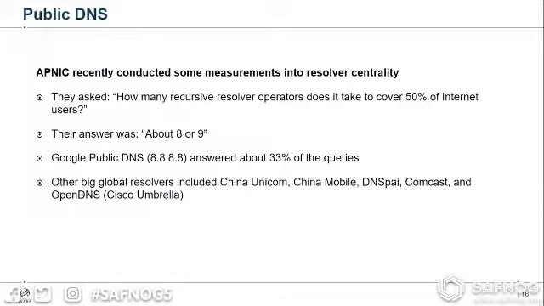And in their study, they found that Google Public DNS 8.8.8.8 answered about 33% of the queries. There were also quite a few other big global resolvers, many of which were in China, like China Telecom's resolver, China Mobile's resolver, DNSPod is a big public resolver in China. Others that you know of, Comcast, the OpenDNS product, now called Cisco Umbrella. About 8 or 9 central resolvers covered 50% of the internet in their study.